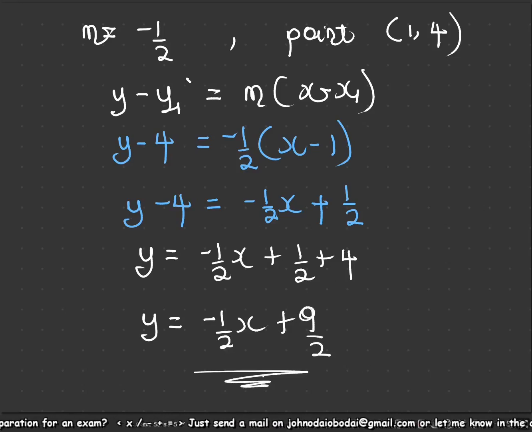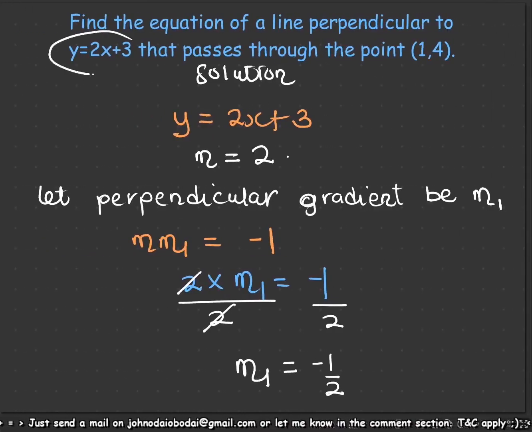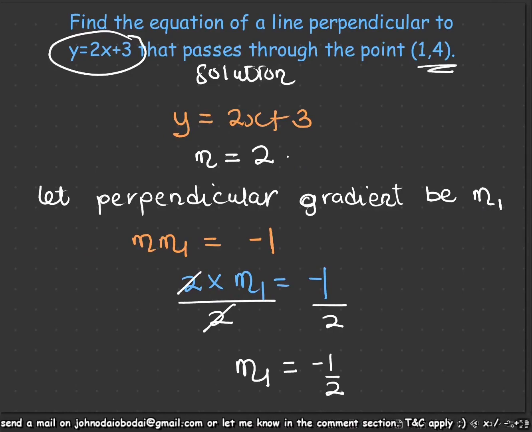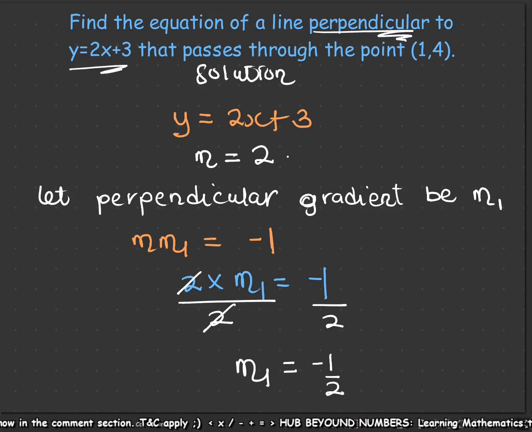This here is the equation of the line that is perpendicular to this equation, but passes through this point over here. Let's quickly brush through to see what we've actually done. The question was, find the equation of the line. It is perpendicular to this over here.